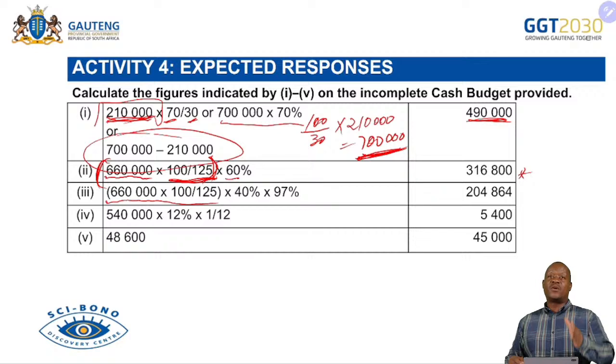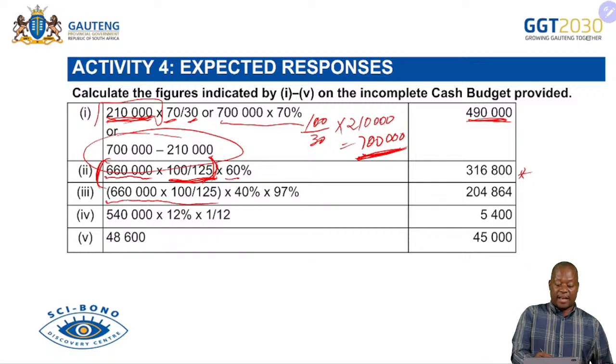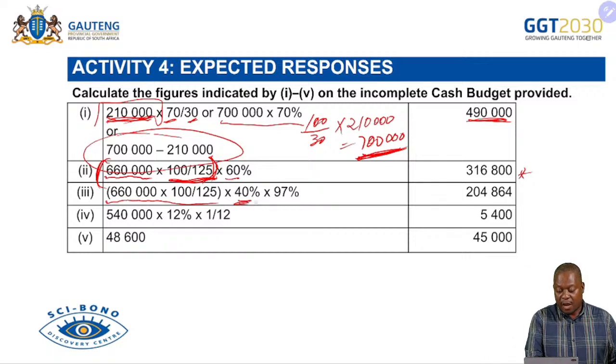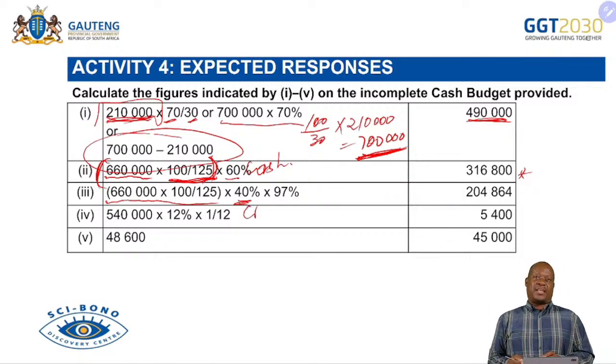And then remember, we are not interested only in the purchases, we are interested in the credit purchases. That's the reason why we are saying 40%. In the previous one, we were interested in the cash ones, where 60% was cash. And now we are interested in the credit ones. So we are taking the 40% now.